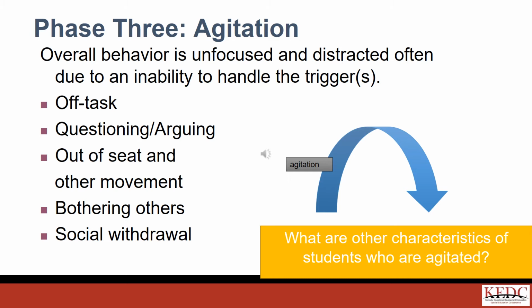Phase 3, agitation. Overall, the behavior is unfocused and distracted, often due to an inability to handle the triggers. The behavior that you see may include off-task behavior. They may be questioning and arguing, out of their seat, bothering others, or experiencing social withdrawal. When students are agitated, they will have difficulty processing what an adult says to them. This is not the time to teach a behavior. Remember, teaching the behavior occurs at the calm stage.